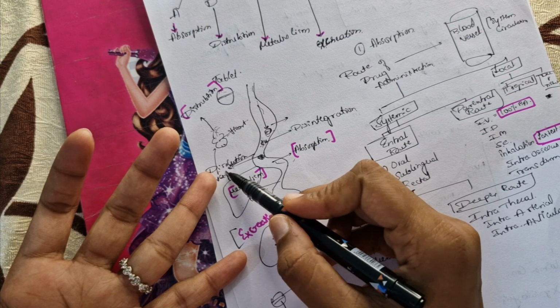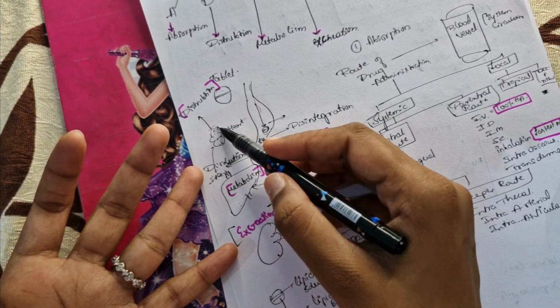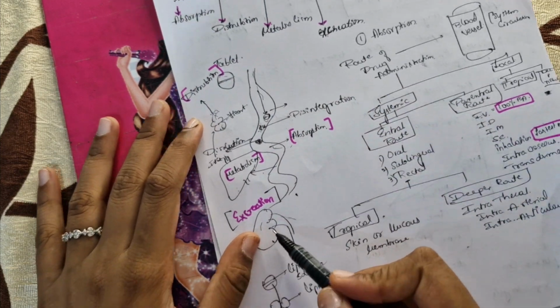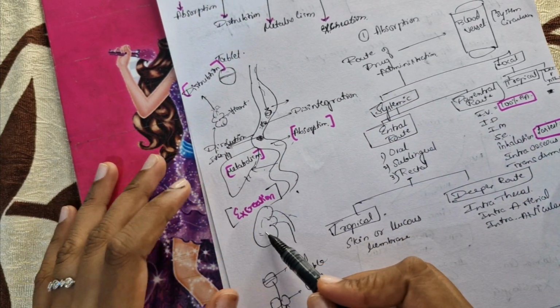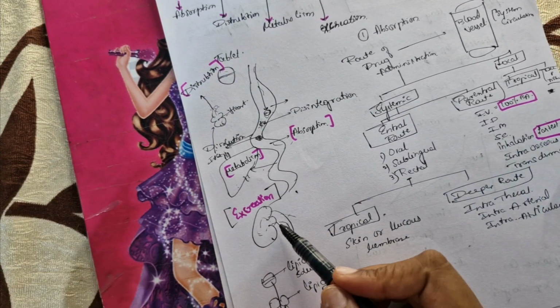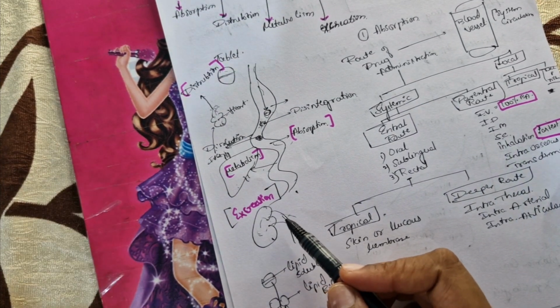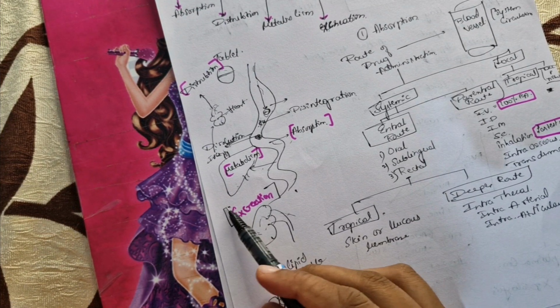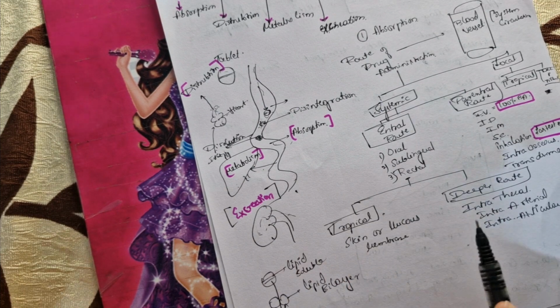Then from the inferior vena cava it enters the heart. From the heart it is distributed throughout the body, and again distributed through the renal artery. It enters the kidney, and then all these processes, tubular reabsorption and secretion, happen, and finally what is not required is excreted from the body.